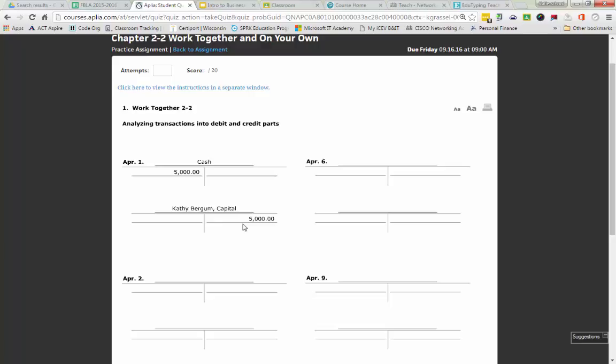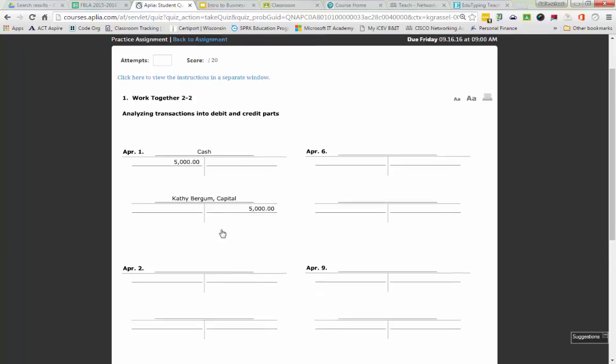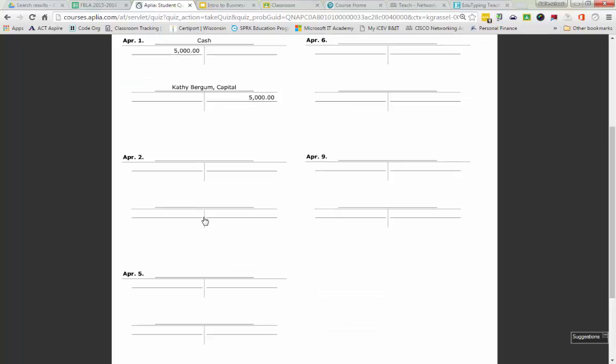April 2nd. Paid cash for supplies. Notice April 2nd is down below here. One of the things that we have to go through and do is determine what accounts are being affected. So, Jared, what 2 accounts are being affected by April 2nd?